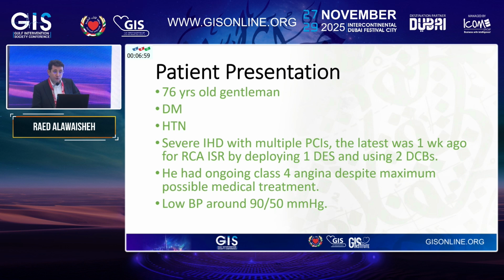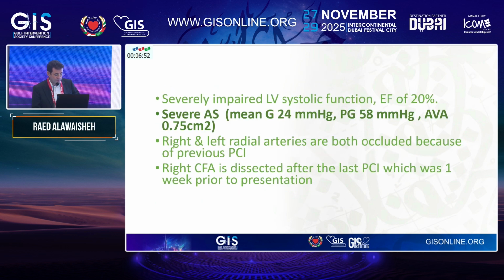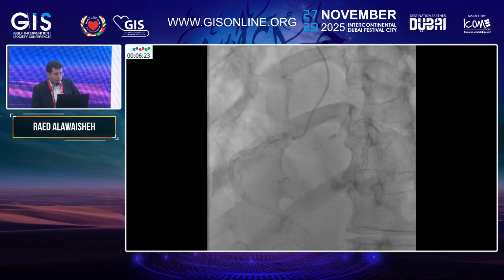In spite of that, the patient continued to have significant anginal pain and his blood pressure was on the low side all the time, 90/50 on average. The patient has severely impaired left ventricular function, ejection fraction of 20%, and severe aortic stenosis, low flow, low gradient, with a mean gradient of 24 and an aortic valve area of 0.75. We also have a significant access problem: the radials were gone because of the previous PCIs, and the right common femoral artery is dissected.